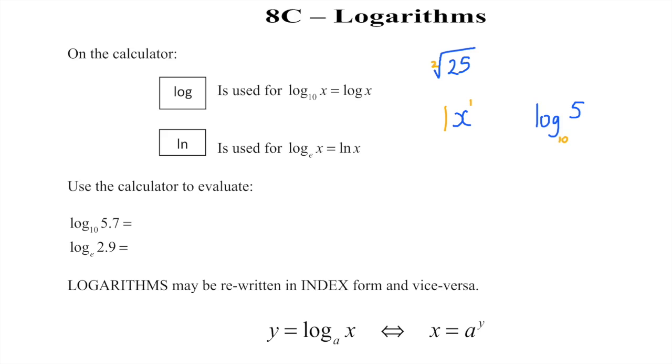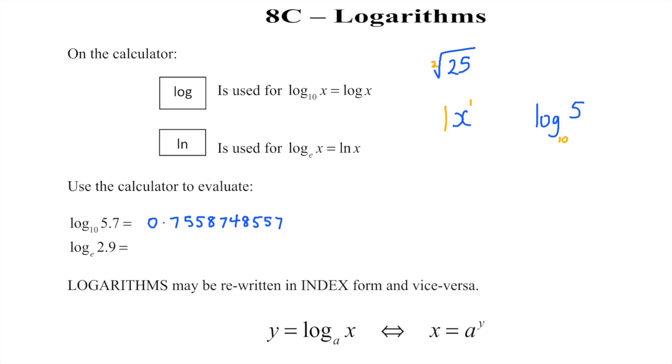Now you need to remember also that log is short for logarithm. ln is short for the natural logarithm. So we could get on the calculator, and we will. If you hit the log button, so if you hit log 5.7 and then push equals, you'll get an answer. And the answer is 0.7558748557.